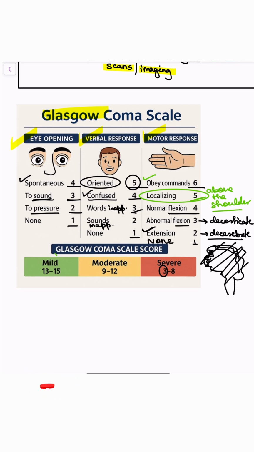So mild GCS, there is no minor. Sometimes in MCQ it is asked as minor. There is no minor thing in GCS. We have mild, moderate and severe. Mild is when the score is 13 to 15. Moderate is when the score is 9 to 12. And severe is when the score is 3 to 8. So this is the Glasgow Coma Scale.